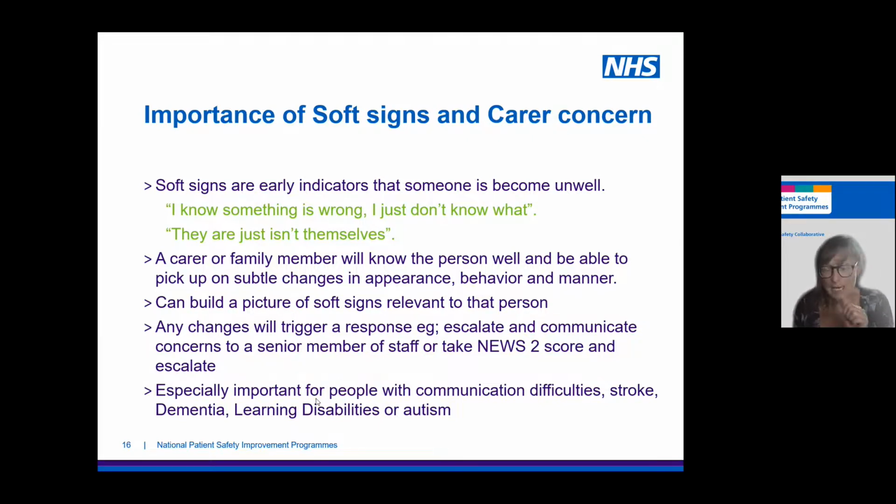But it would also prompt you to take a News2 score and escalate that way as well. So you go back to your baselining, back to your News2, and see if there are any vital signs of deterioration as well. And it's especially important for people with communication difficulties. We saw during COVID that there was an inequality around how well people with learning disabilities did. And again, we can use opportunities like annual reviews to help learning disability services baseline their residents.